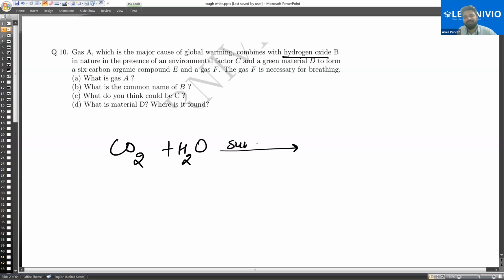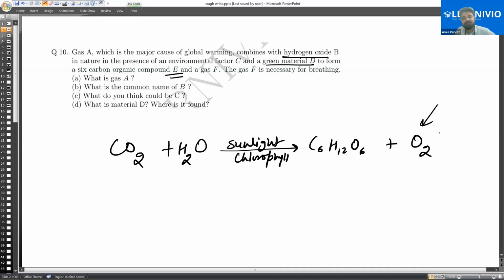Environmental factor is sunlight, and the green material is chlorophyll, to form a six carbon compound E, that is glucose, C6H12O6. And a gas F, oxygen gas, which is necessary for breathing. So this is A, this is B, this is C, this is D, this is E, and this is F.